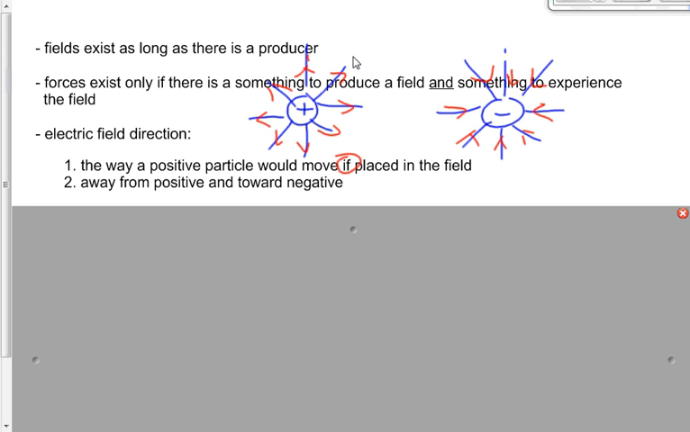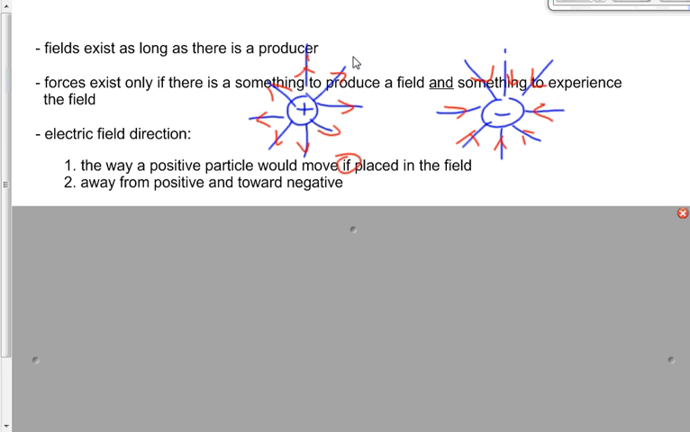Remember what the definition said. It doesn't say the way that a positive moves in the field. It says the way that a positive would move if it was in the field. So there's still a field away from the positive toward the negative, because if I put a positive in that field, that's the way it would go. I don't need to put the positive there. If I did put it there, that's the way it would go.